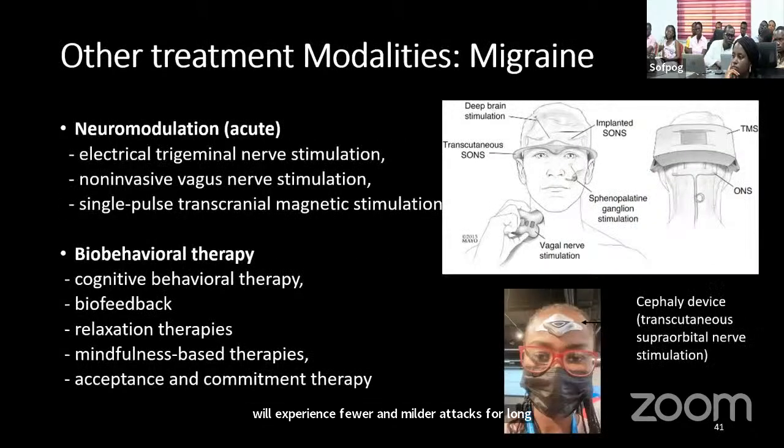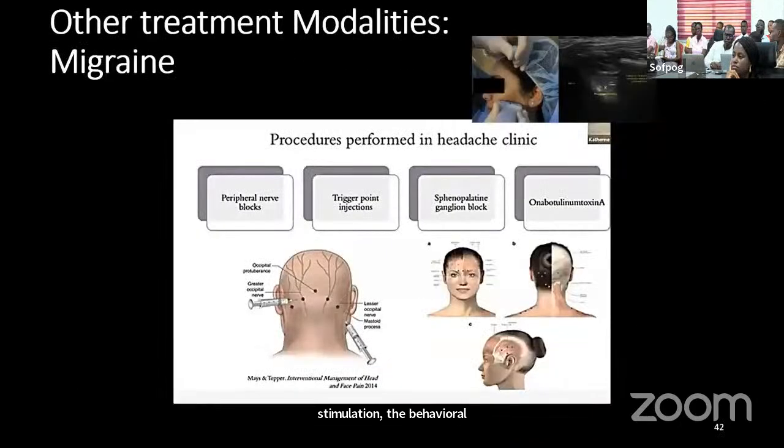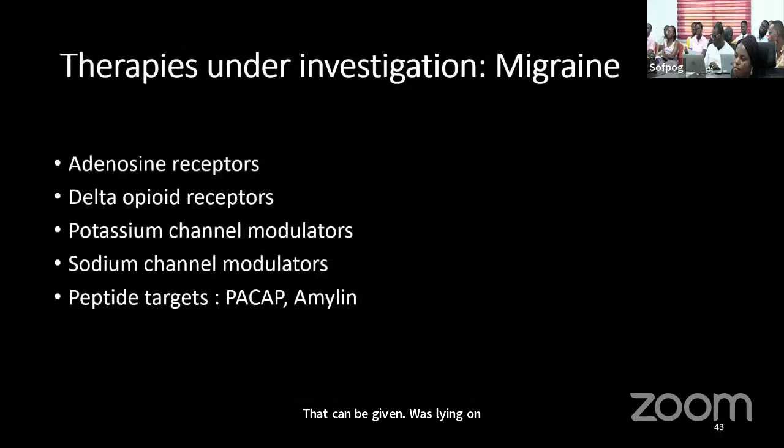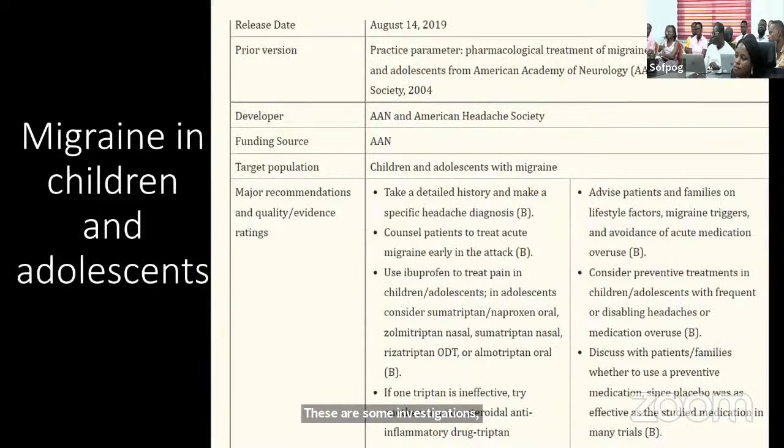Right. There are other treatment modalities like neuromodulation, like the electrical trigeminal nerve stimulation. There's behavioral therapy, cognitive behavioral therapy, relaxation methods, etc. Right, and there are nerve blocks that can be given, greater occipital nerve block, onabotulinum toxin A injections can also be given. Right, there are some therapies that are under investigation as well.